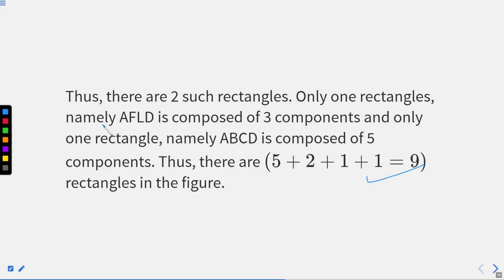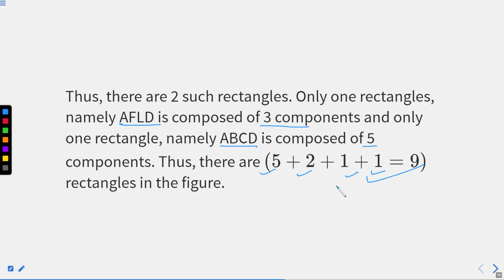Thus there are 2 such rectangles. Only one rectangle named AFLD is composed of 3 components, and only one rectangle named ABCD is composed of 5 components. Thus there are 5 plus 2 plus 1 plus 1 comes out to be 9. The total number of rectangles that we are going to get out of it is 9. I hope this part is clear. I hope this question is clear.